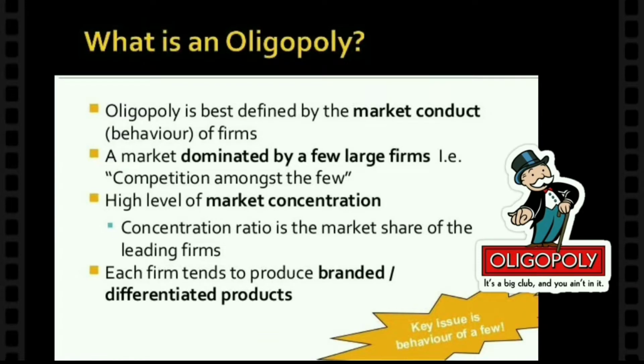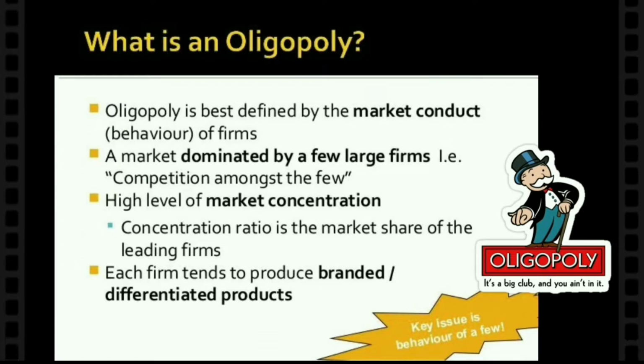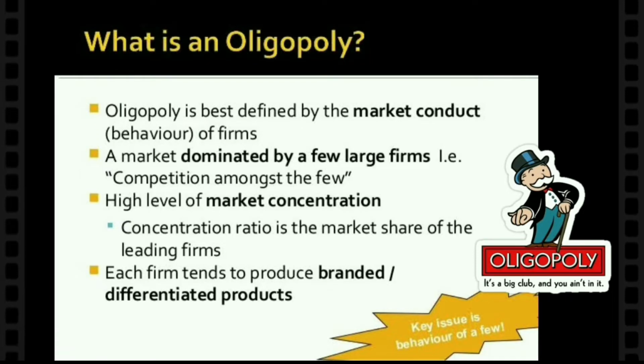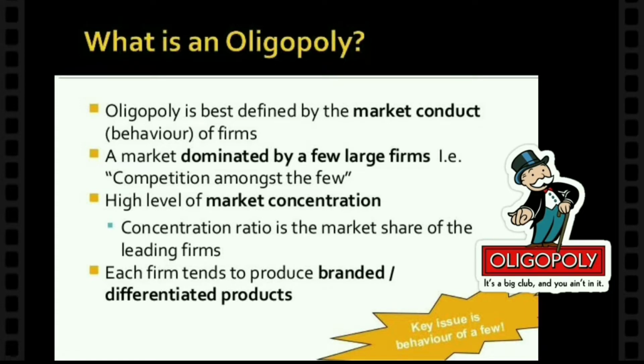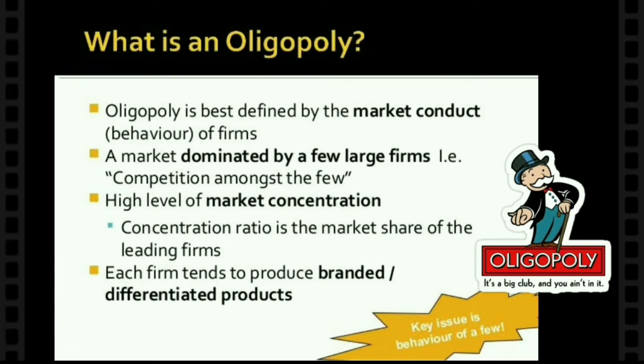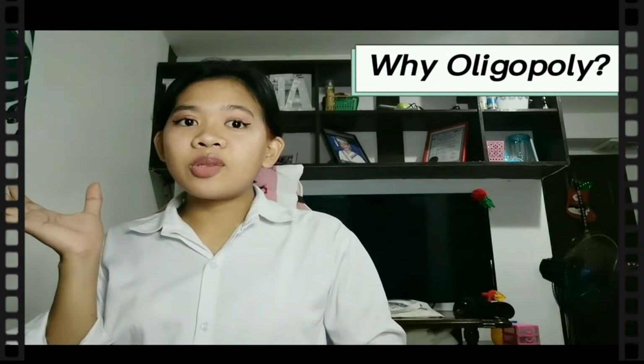First, what is an oligopoly? Oligopoly is best defined by the market conduct of firms. A market dominated by a few large firms. High level of market concentration. Each firm tends to produce branded or differentiated products. Why oligopoly? Oligopoly derives from the Greek word oligo, meaning few, and polyen, meaning to sell.